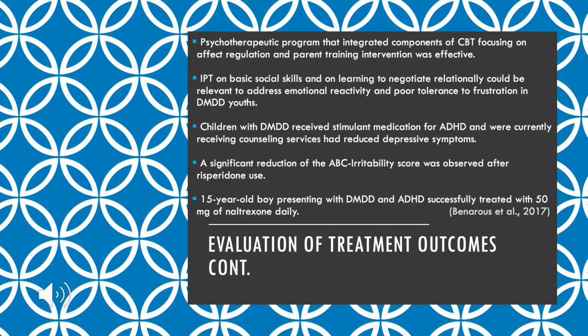A psychotherapeutic program that integrated components of CBT focusing on affect regulation and parent training intervention was effective. Interpretation bias therapy, or IPT, on basic social skills and on learning to negotiate relationally could be relevant to address emotional reactivity and poor tolerance to frustration in DMDD youth.